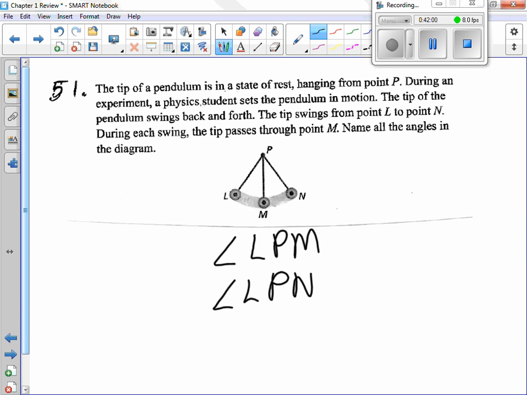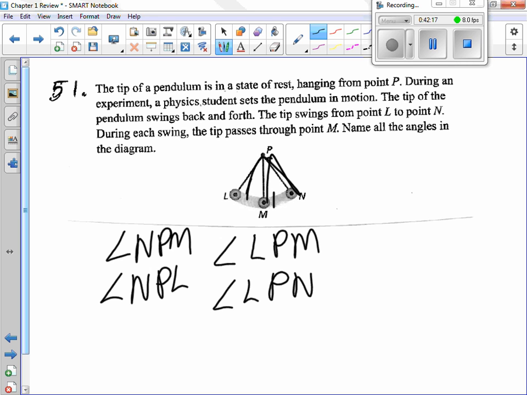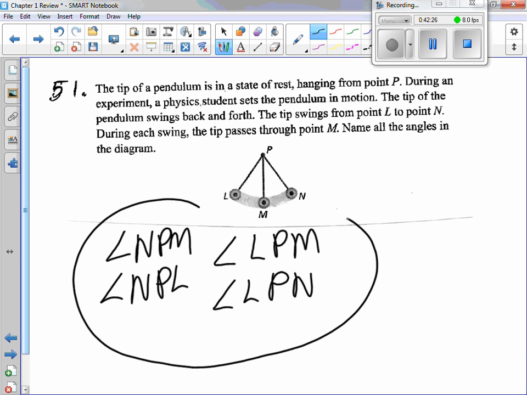Because LPM, LPN, angle NPM, angle NPL, and that's it. Well, we have 4 because we've got 1, 2, 3, 4. So there's 4 different angles here that we can name. So naming it by angle P would not help because we don't know exactly which one of those angles it's talking about. Questions on this here? We are done.